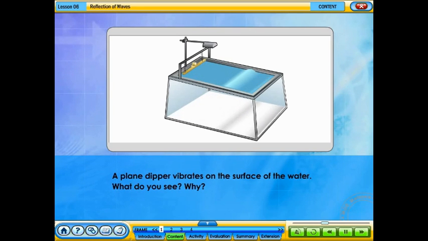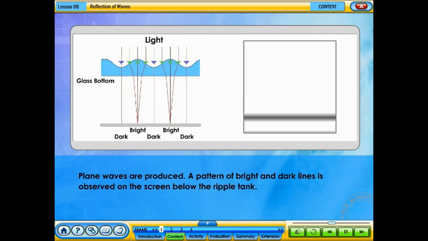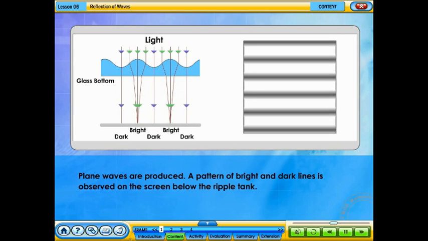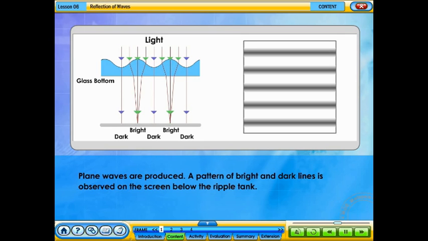A plane dipper vibrates on the surface of the water. What do you see? Why? Plane waves are produced. A pattern of bright lines is observed on the screen below the ripple tank.